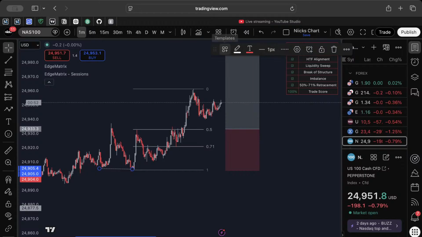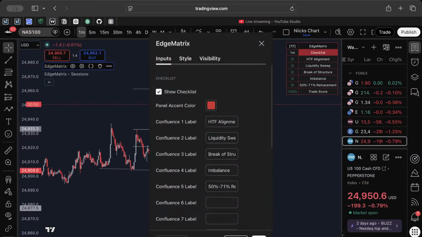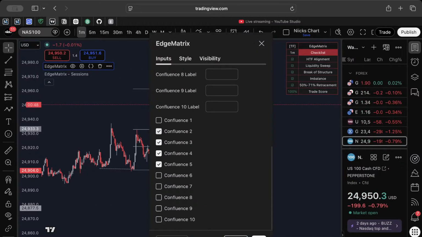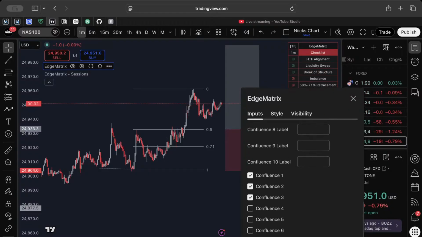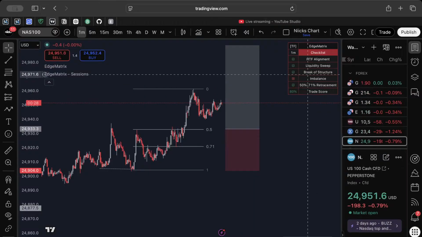So again, we see that there's a liquidity sweep, so we can go to the settings, and obviously we can check all these off at the start. And you can see as we check them off, they'll change in real time. So we have a liquidity sweep, so that's like 4. We have a break of structure. We have, oh sorry, that was imbalance. Liquidity sweep. We have higher time frame alignment. Once we get 50 to 71% retracement, that'll be marked off because we got to wait for it. So it's overall an 80% trade score.